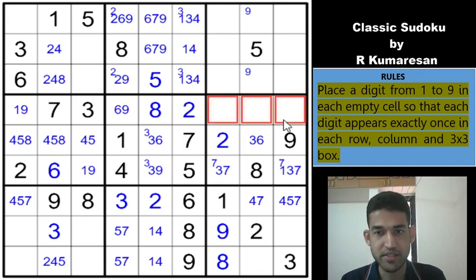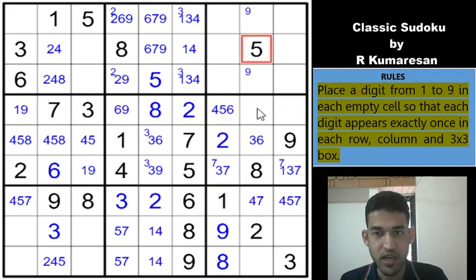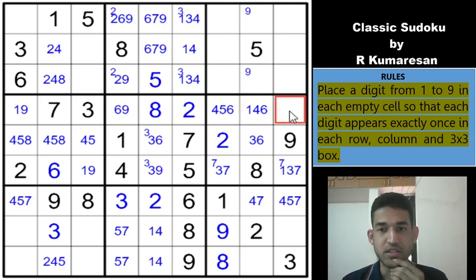Okay, so if I look at these cells, they cannot be 2, 3, 7, 8 or 9. So they must be 1, 4, 5, 6. I have 1 here. So this is 4, 5, 6. And I have a 5 here. So this is 1, 4 and 6. And this must be 1, 4, 5 and 6.